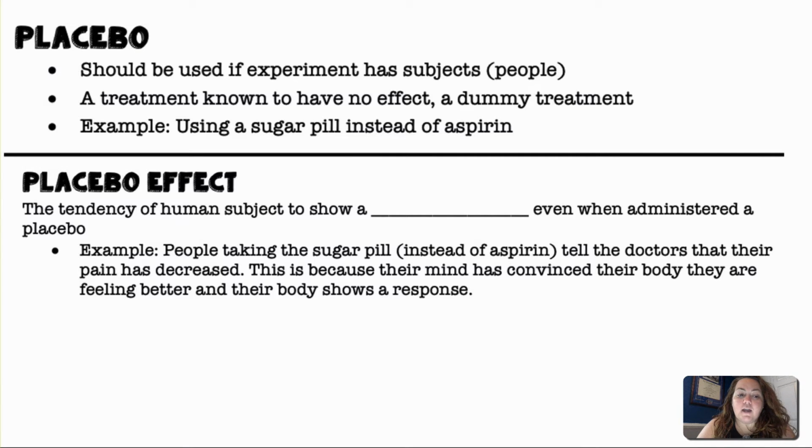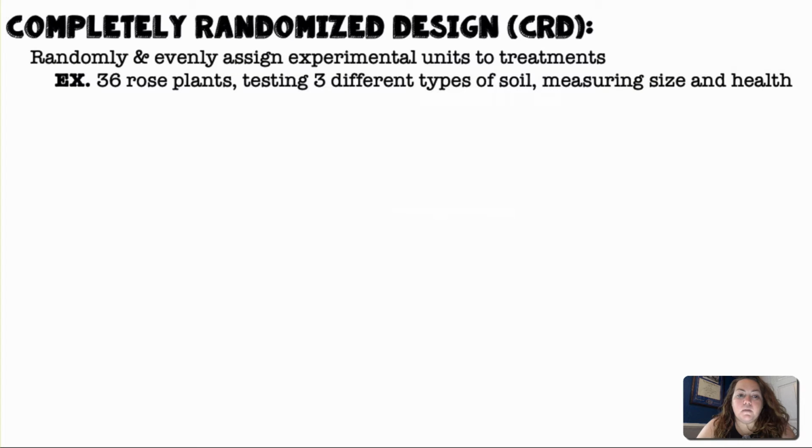The placebo effect is the tendency of human subjects to show a response even when administered a placebo. So even when they get a sugar pill, they say that their pain has decreased. Their mind has convinced their body that they are feeling better, and their body shows a response.